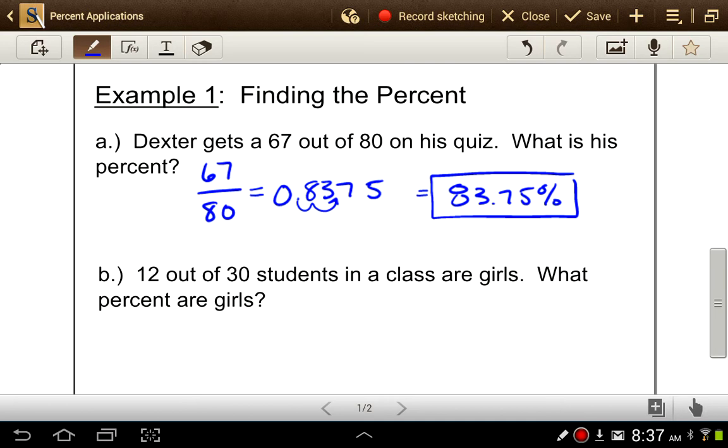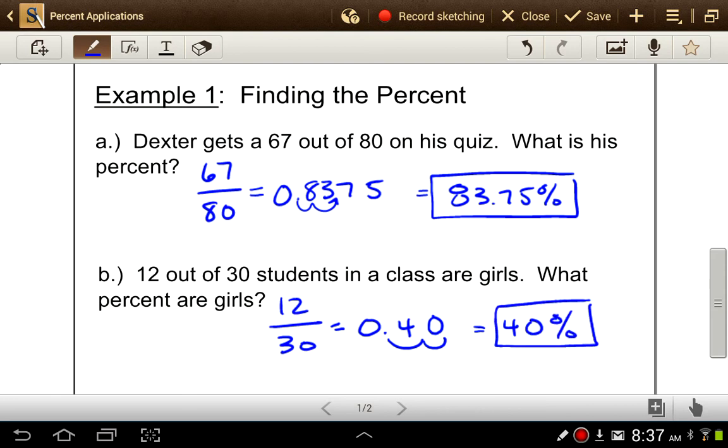Example B, 12 out of 30 students in the class are girls. What percent are girls? Well, I'm going to do it as a fraction. How many girls are there over total students? Okay, the part over the total amount. So 12 over 30. I'm going to turn that into a decimal, and that's 0.4. Then you're going to multiply by 100, which means move your decimal point 2 to the right. 1, 2. I have to put a 0 there because there wasn't one there, which means my final answer is 40%. And that is how you find the percent. Okay, you take the part over the total, divide them, then multiply by 100.